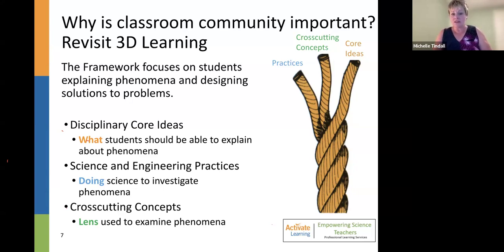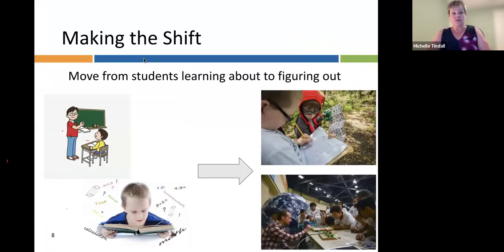And then using the cross-cutting concepts. So instead of just looking at the pieces in isolation, they're going to do things like cause and effect. They're going to look for patterns. They're going to be looking at matter and energy and systems. So it really is important that the students have opportunities to engage in all three of these dimensions in an interwoven way and not just in isolation. So as we start making this shift, the students are shifting from the learning about into a figuring out.